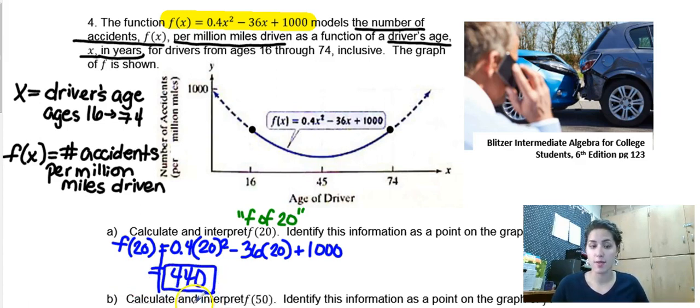So I calculated the answer, but I haven't actually interpreted the meaning yet. How are we going to do that? Well, we want to go back and look at what we said for our variables. We said x represents the driver's age between 16 and 74 years old. So if it says f of 20, this is a value for x. So we're talking about 20-year-olds. So we can start there. We know that this is talking about 20-year-olds. Our output, the y values, represents the number of accidents per million miles driven.